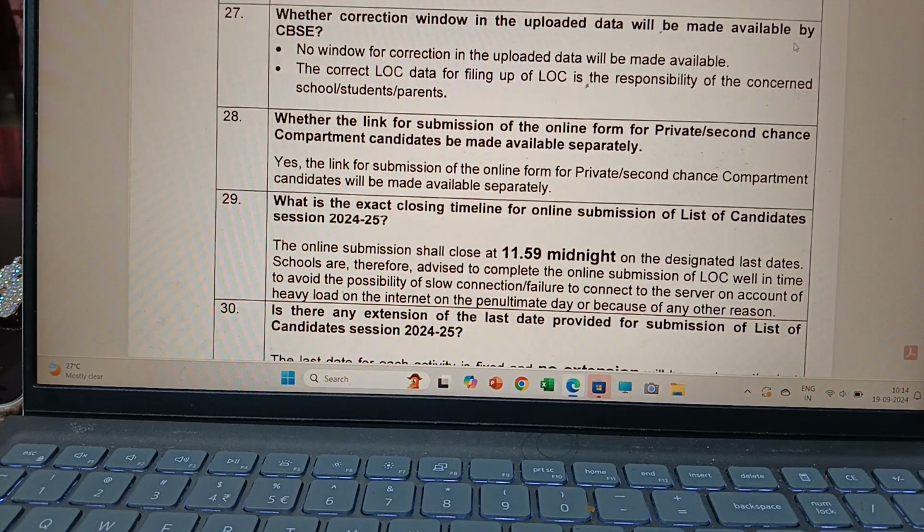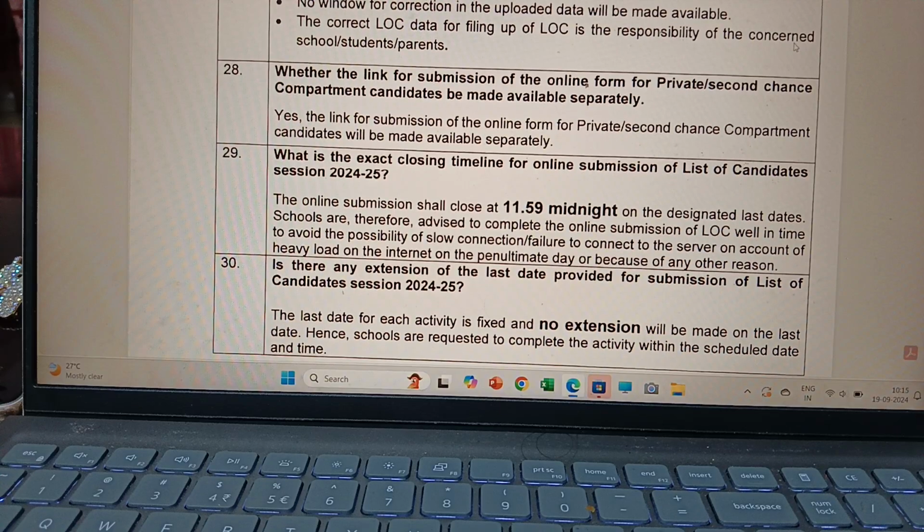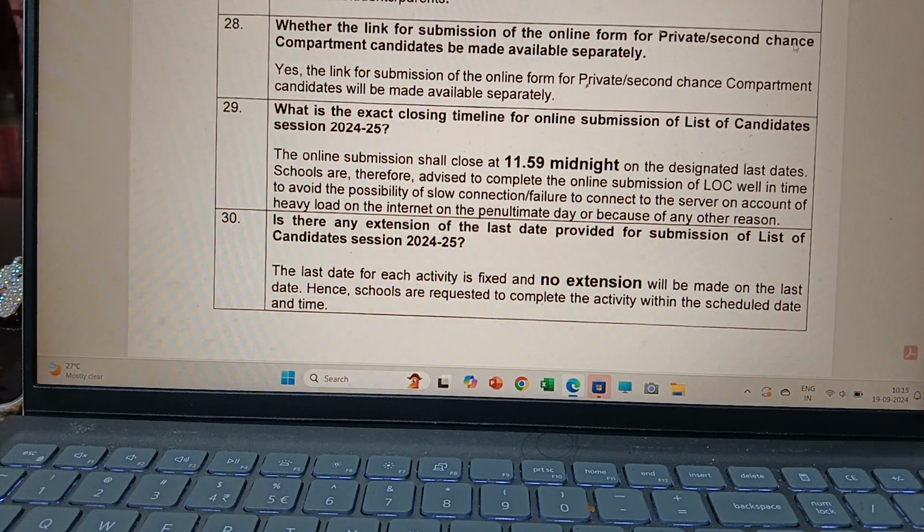Whether the link for submission of the online form for private or second chance compartment candidates will be made available separately. Yes, the link for submission of the online form for private or second chance compartment candidates will be made available separately. Then 29th question, what is the exact closing timeline for online submission of the list of candidates for session 24-25? The online submission shall close at 11:59 midnight on the designated last dates.